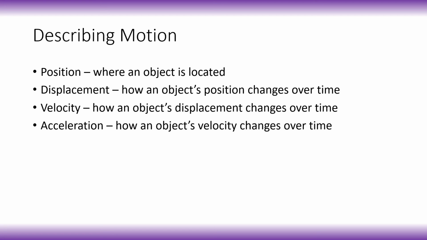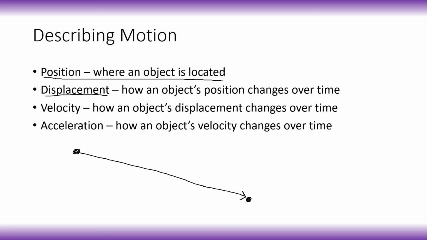So when it comes to describing how things move, if you remember last lesson we talked about our introduction to motion, we use a lot of math to describe how things move. We can use math to describe where an object is located, so that's its position. Then we can talk about its displacement, which is how it moves over time with a direction attached to it. So if it starts here, we can talk about how it ended up over time, it moved to here. So that's its displacement.